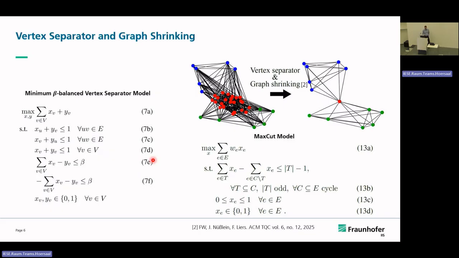Before doing the graph shrinking, we first calculate a vertex separator. We do this via integer programming. This is an integer programming model that actually calculates a beta balanced vertex separator in the original graph. This vertex separator means that you have a subset of vertices. If you take them out of the graph, then the graph decomposes into at least two partitions. In this example, this is the red cloud here, okay?